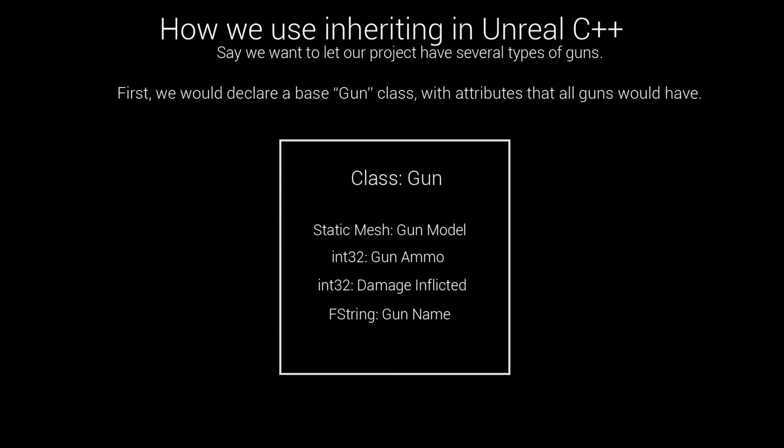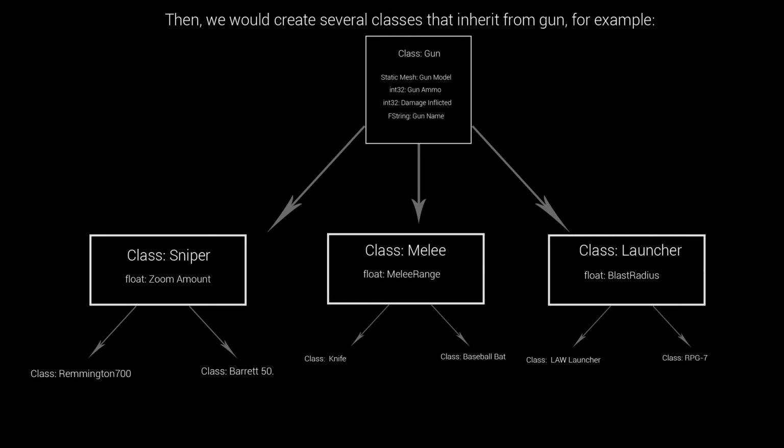So we start by declaring a base class, gun. This is the base of all guns, because all guns are going to have a model, all guns are going to have gun ammo, all guns are going to have a damage that they inflict on other players. All guns are going to have a name, right? So, we create our base, and then we let other classes inherit from this base.